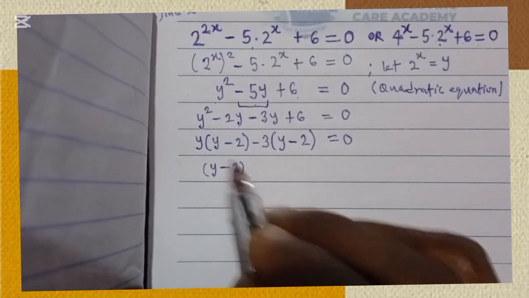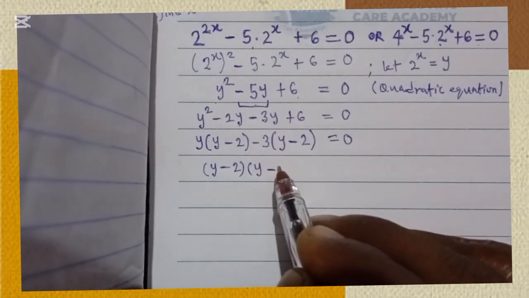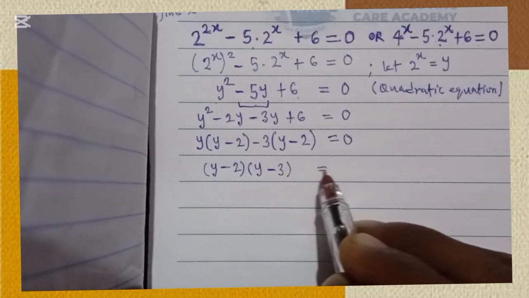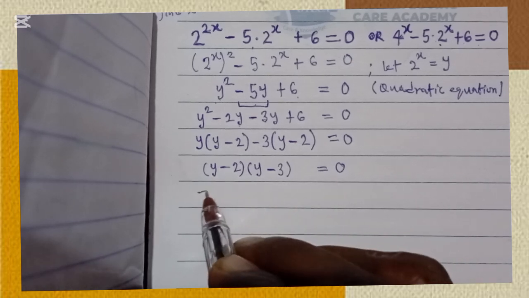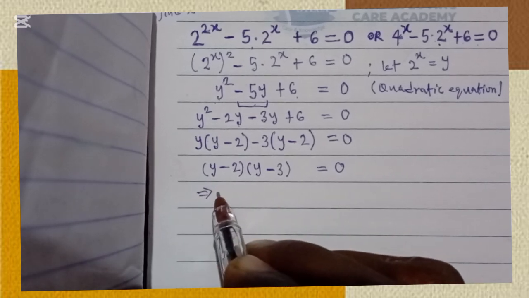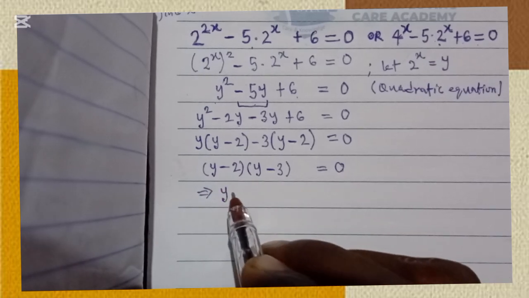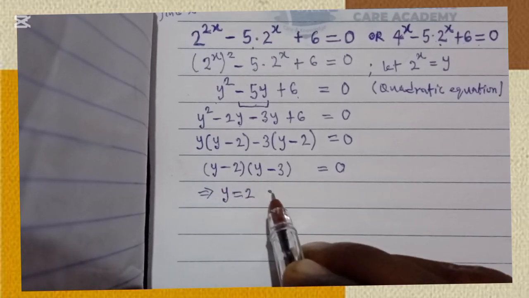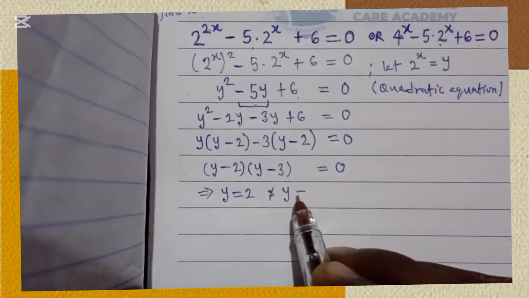Okay, and what you are left with here is what? y. What you are left with here is what? Minus 3 is equal to 0. You see, so from this equality sign, you can confidently and comfortably say that y minus 2 is equal to 0. That would mean that y is equal to 2, and then y minus 3 is equal to 0, and that would mean that y is equal to 3.